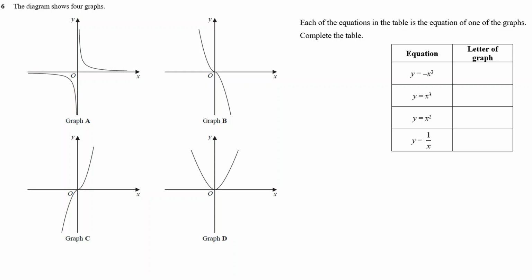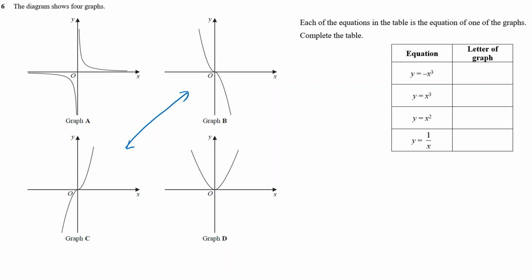Question 6, we have 4 diagrams, 4 graphs, and we have to link them with the equations of the lines on those graphs. Now, anywhere where you have this kind of line that's getting less steep and then more steep, so graphs B and C, that's always to do with cubics. So that's always to do with cubed graphs.